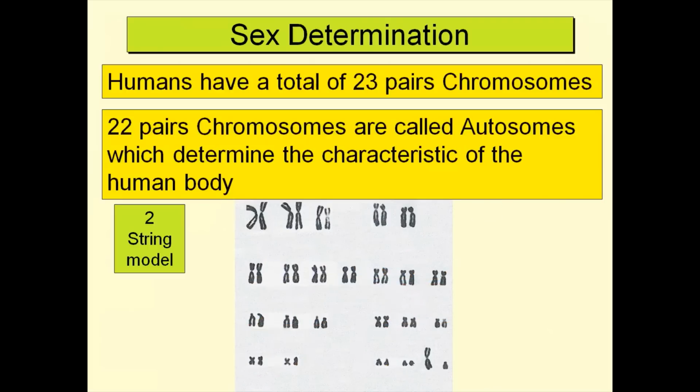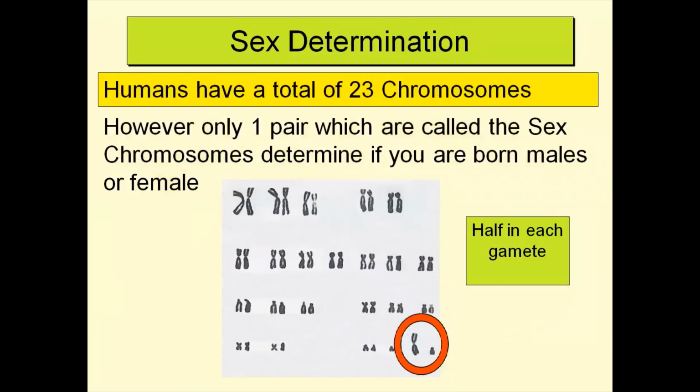Out of the 23 pairs of chromosomes present, 22 pairs are exactly the same in both male and female. These are called autosomes. Autosomes determine the characteristic of the human body. However, only one pair, called the sex chromosomes, determine if you are born male or female. So a pair of X chromosomes are present in females, whereas an X chromosome and a Y chromosome are present in males.